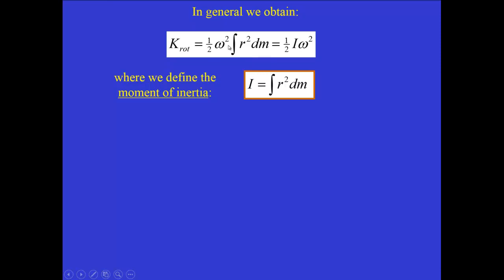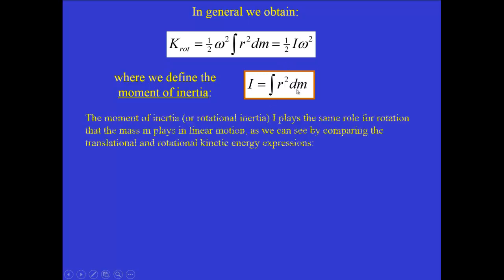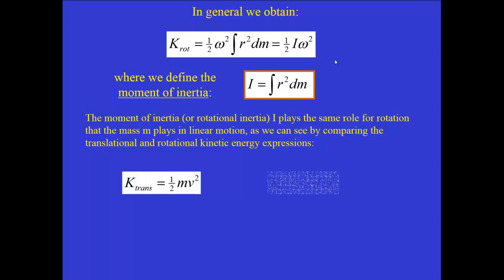Some books will call it the rotational inertia, but for historical reasons it's referred to as a moment of inertia. I is the symbol that it's given, and so it's this integral r squared dm. If we use that I with this definition, we can write the rotational kinetic energy as 1/2 this moment of inertia times omega squared. And you'll notice by comparison to the kinetic energy expression for translational motion of a single mass that this looks quite similar.